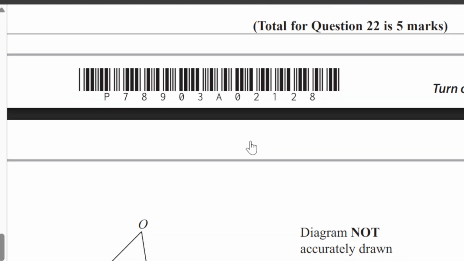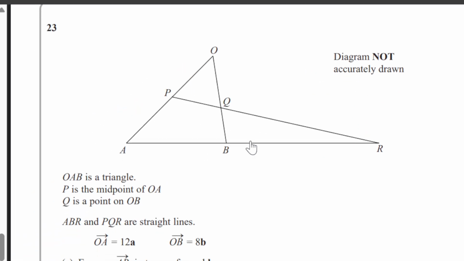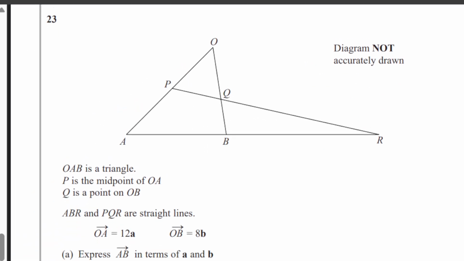Let's look at the next question. How was it? Was this easy? I don't know what that is. Oh, that's vectors. Nice question.